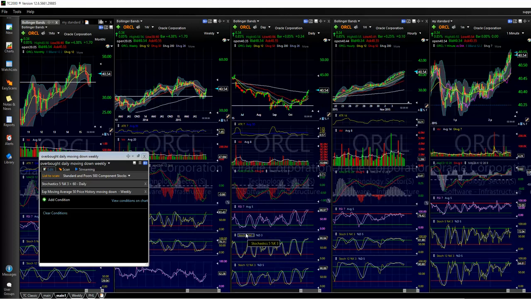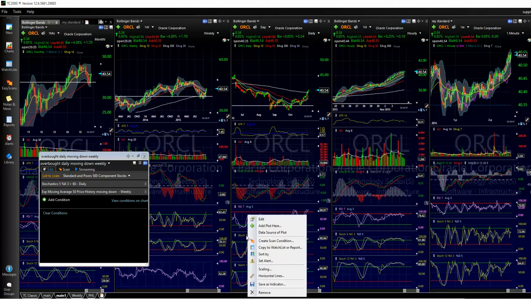a stochastic which is overbought. And so this is my 5-period stochastic right down here. I'm going to do a right click on that indicator, and I'm going to do create scan condition.